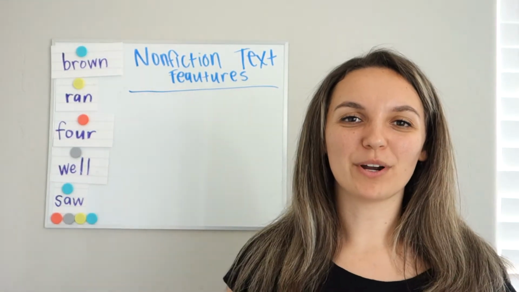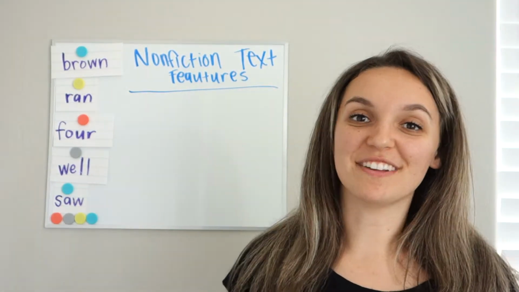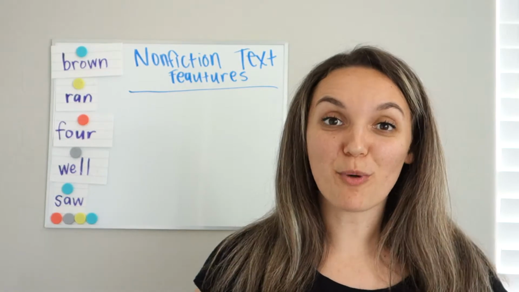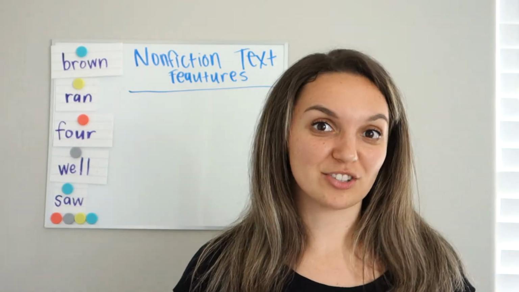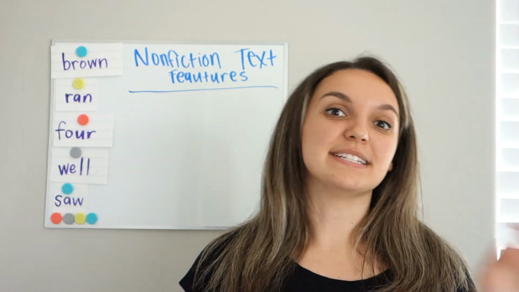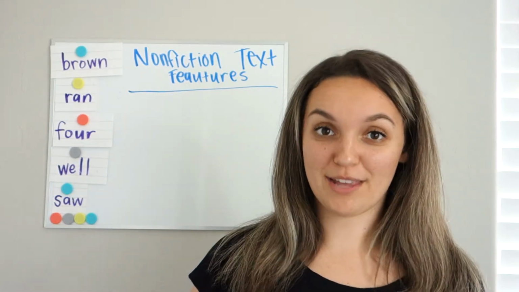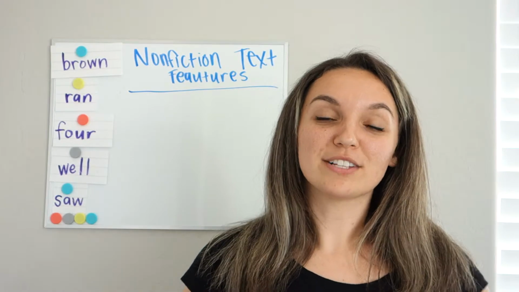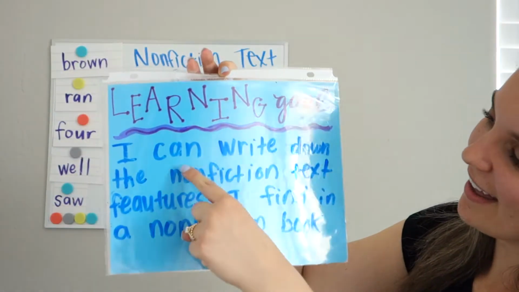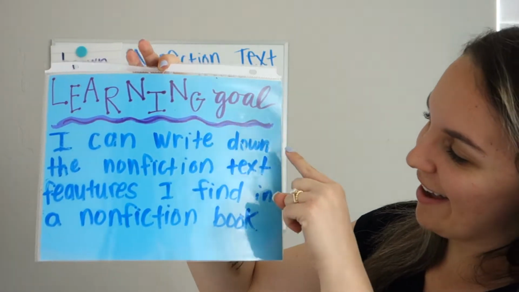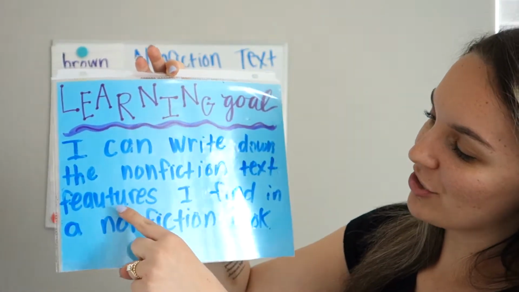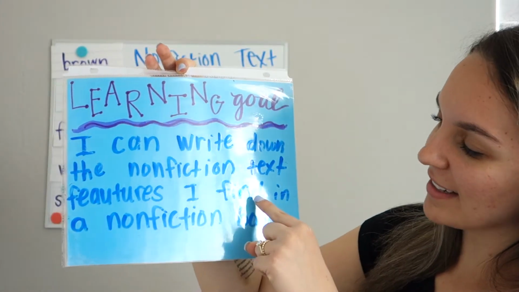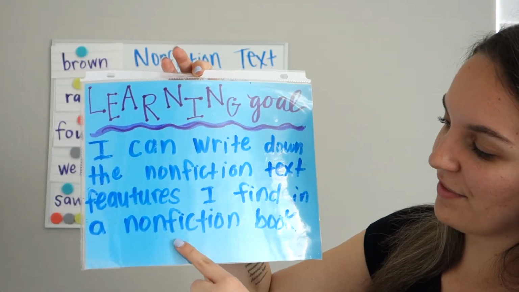Everybody! Today we're going to be learning more about nonfiction text features, and we're going to be writing them down from a real nonfiction textbook, just like how we did yesterday, but instead of a scavenger hunt, we're going to be writing them down in a notebook. So let's go over our learning goal first though, okay? So everyone say, I can write down the nonfiction text features I find in a nonfiction book.